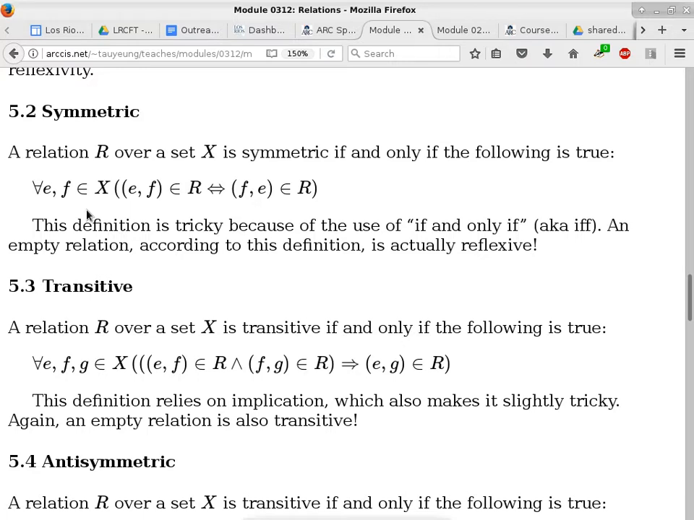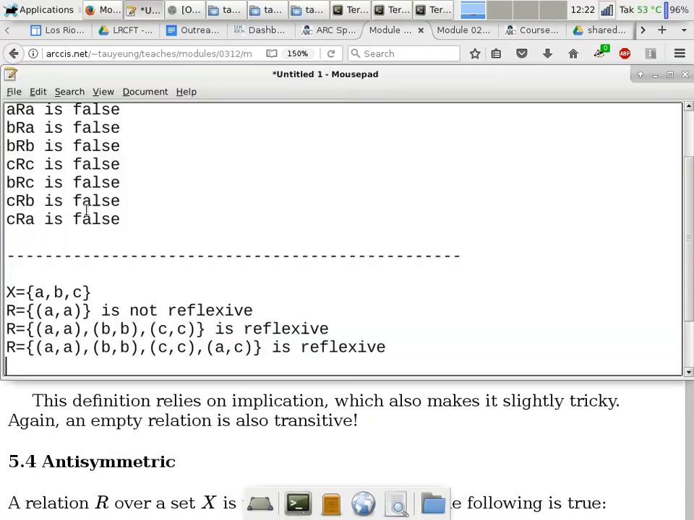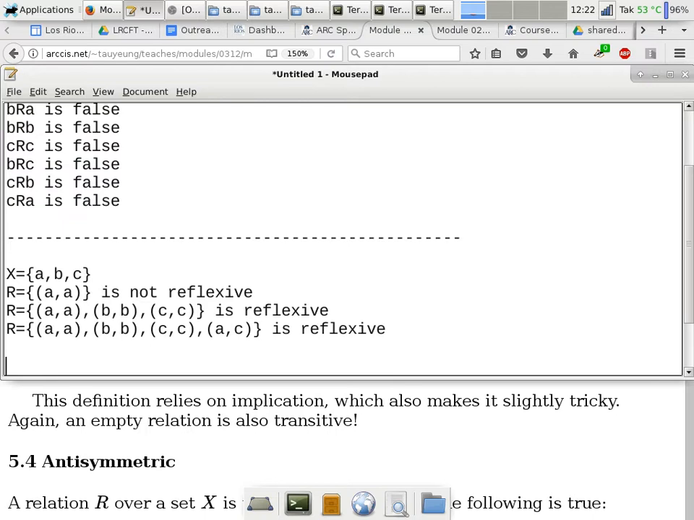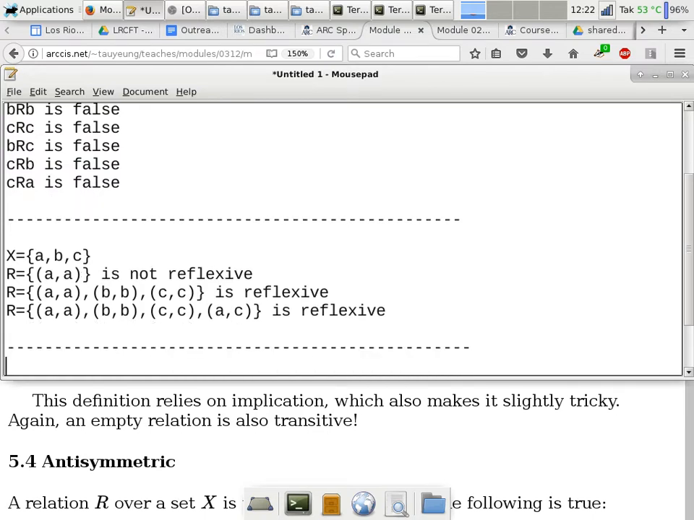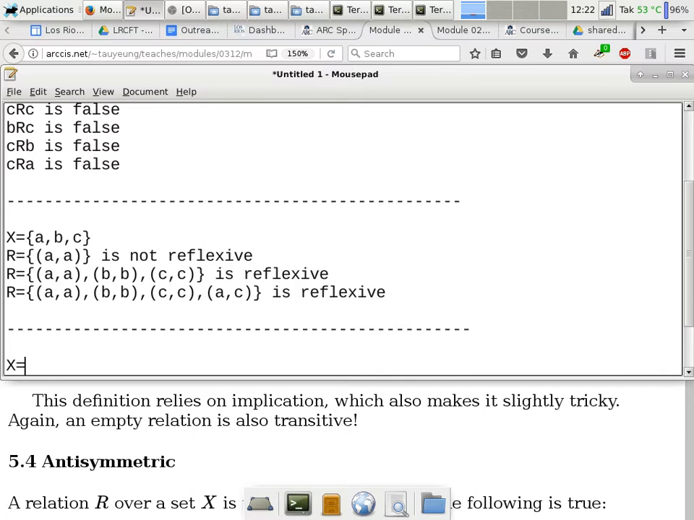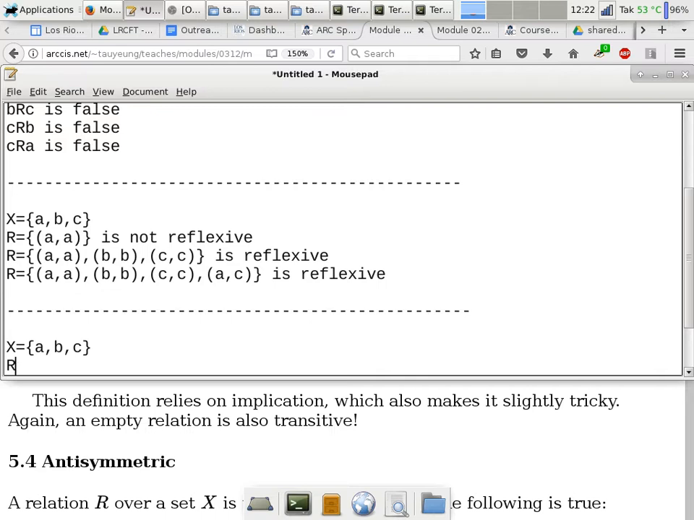All right, so let's take a look at a few examples and see whether those things are symmetric or not. I'm going to continue to define X to be A, B, and C, just because we are now used to it. So we'll start with the simplest one. R is empty. Is it symmetric?